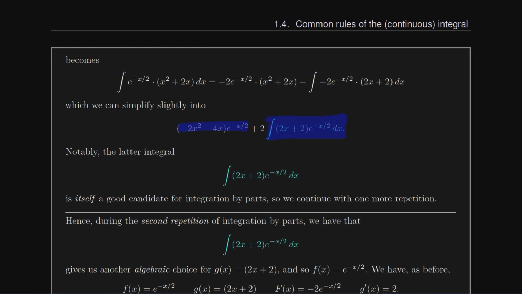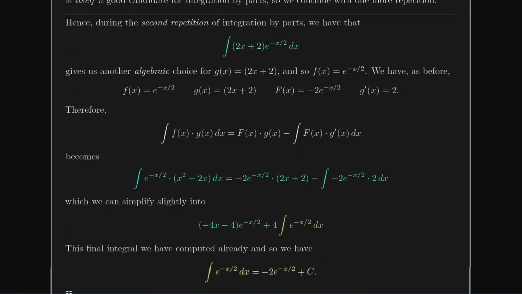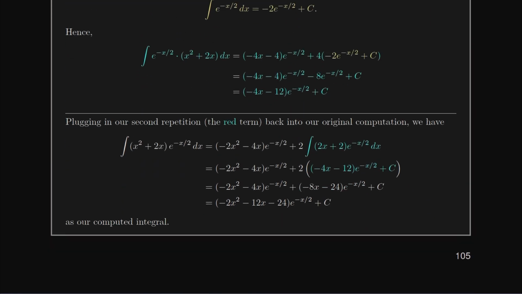So now I'm going to substitute this latter integral in. And once I substitute it in, here it is, which I've just computed as this value. I can substitute that in and distribute my 2 to both terms, this negative 4 and negative 12. That's giving me a negative 8 and a negative 24. Notice every single term here has an e to the minus x over 2, so I can combine these polynomial terms together. I have negative 2x squared minus 12x minus 24, times e to the negative x over 2, plus c. So this is what 2 rounds of integration by parts ends up computing.